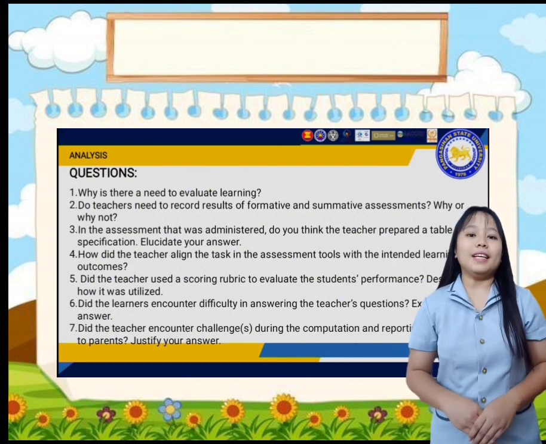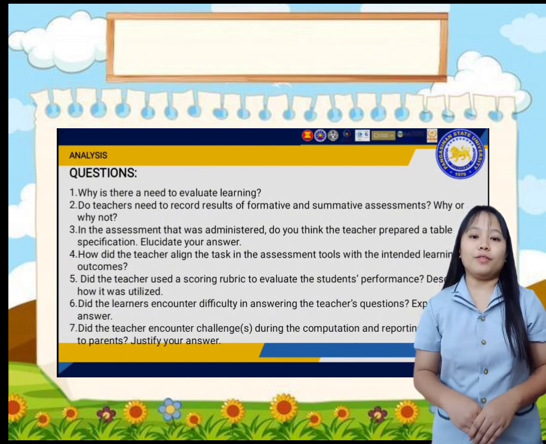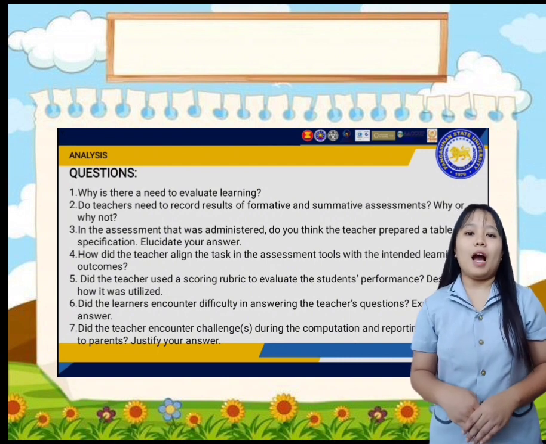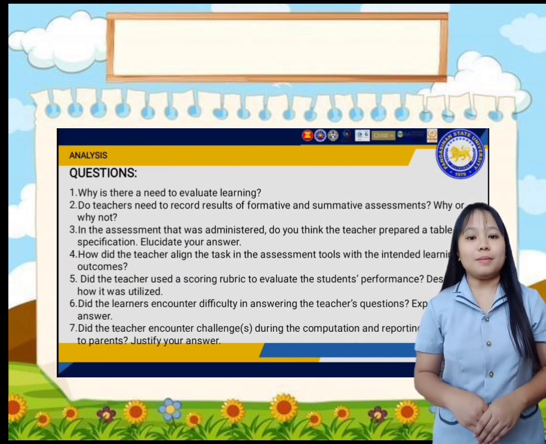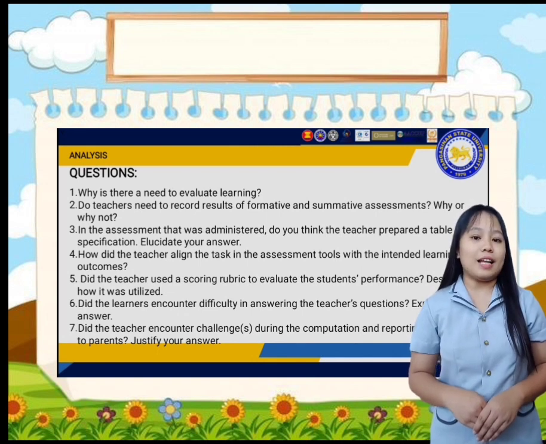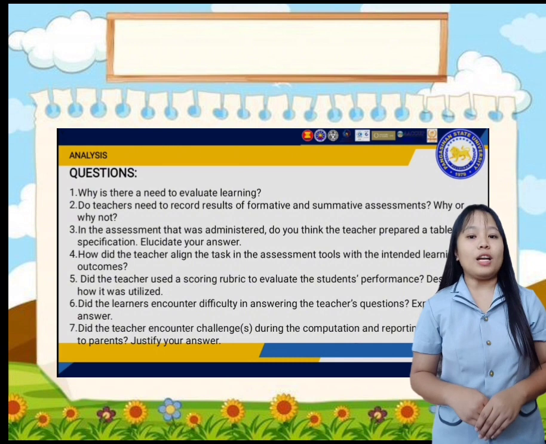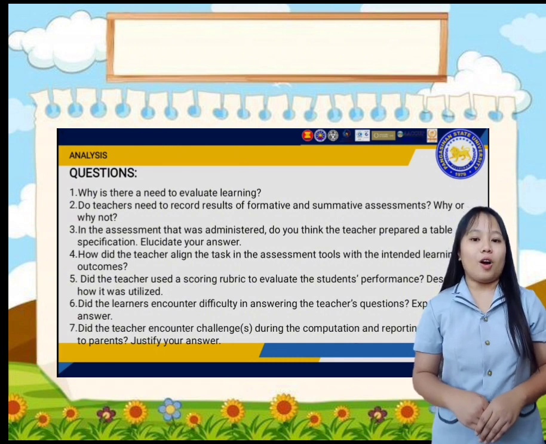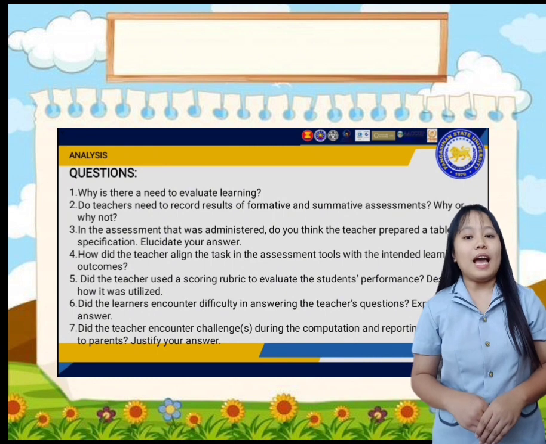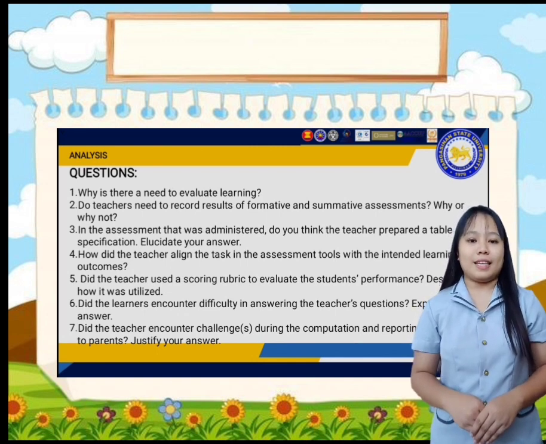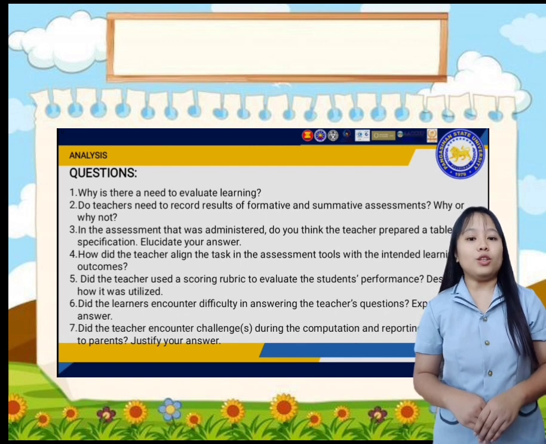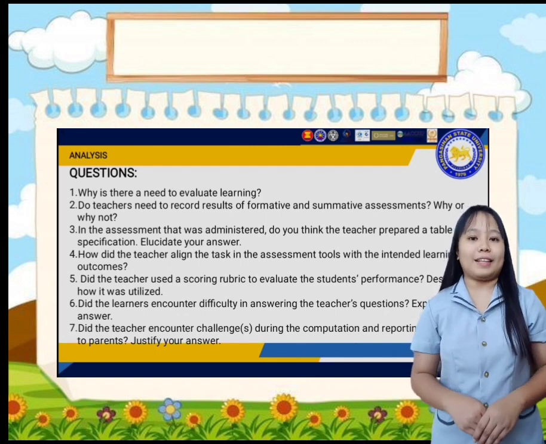For number 5, did the teacher use a scoring rubric to evaluate the student performance? Describe how it was utilized. Yes, the teacher used the scoring rubrics to evaluate the student performance. It was utilized by setting a criteria or standard that needs to be met or achieved by the learners. The criteria or standard should be aligned to the activity as well as the subject matter and the learning outcome. The standard should be attainable and it should be realistic. The scoring rubric should be introduced to the learners before doing the activity.